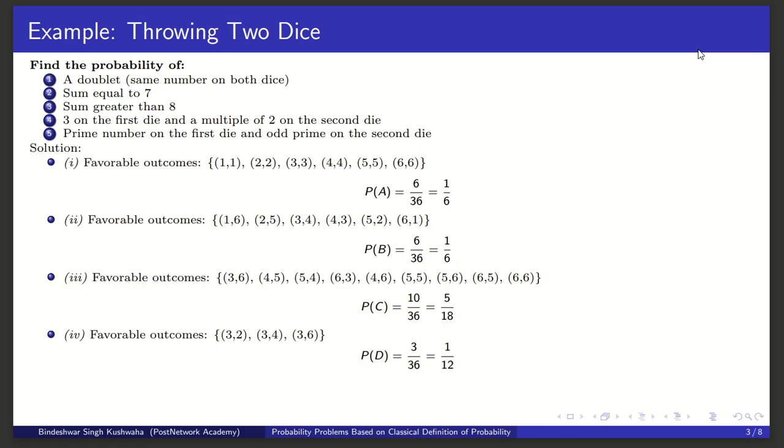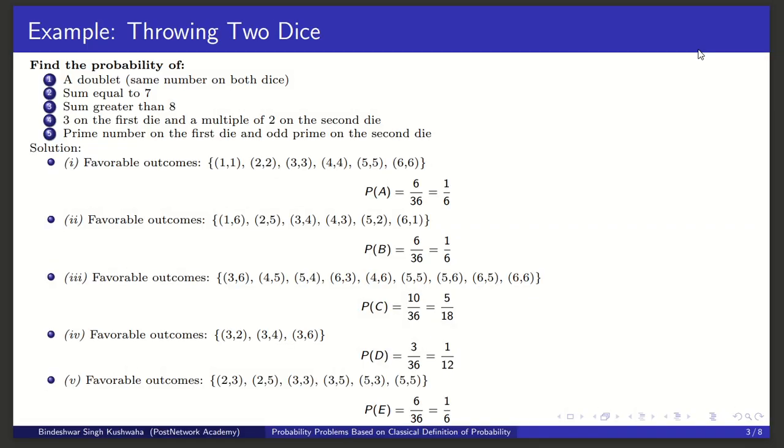And 3 on the first die and a multiple of 2 on the second die. So we will have 3 cases. That means it may be 3 2, 3 4 and 3 6. On first you can see that 3 and on the second you can see that 2 is a multiple of 2, 4 is a multiple of 2 and 6 is a multiple of 2. So we have 3 favorable cases. So we will get 3 upon 36 and that would be 1 upon 12.